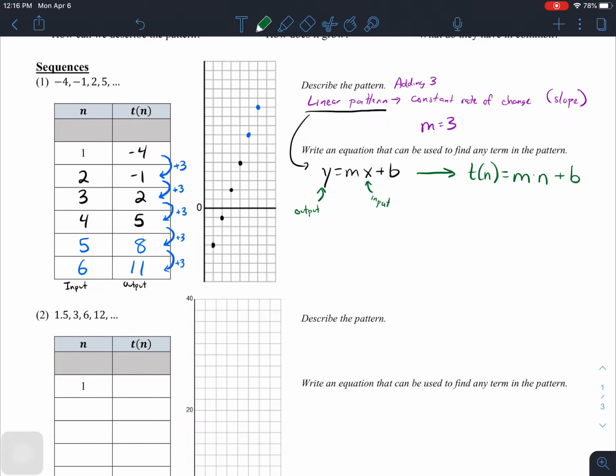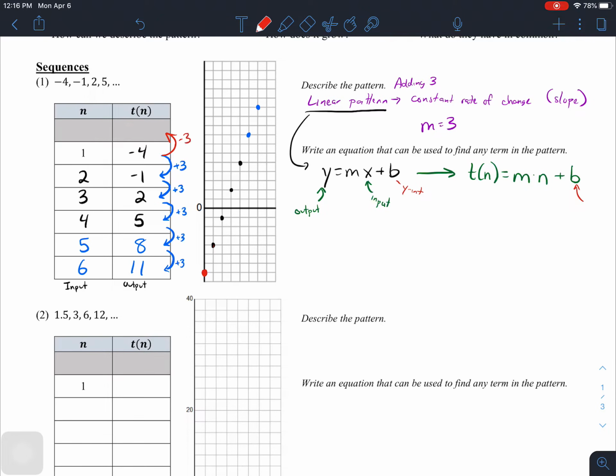And then I'm going to leave this here as b. Now b represents the y-intercept in slope-intercept form. So the question is, what does it represent here? If I look at the slope, I could go backwards. I could go down 3, left 1, in order to find that y-intercept.